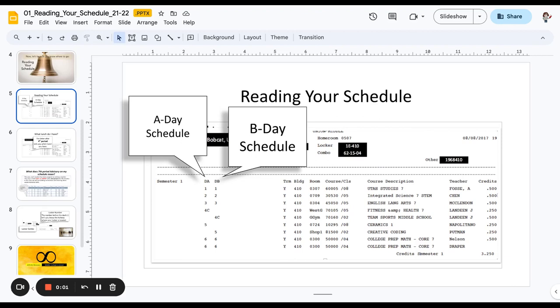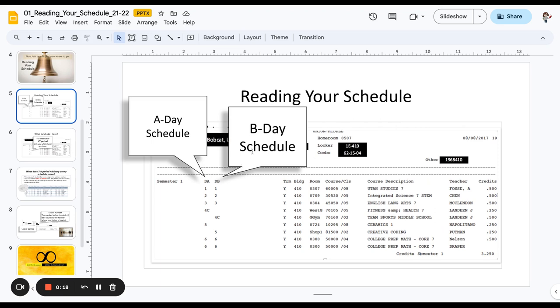Hi, this video is to walk through how to read your schedule from Skyward. So once you've pulled up your schedule on Skyward, you should see something that looks kind of like this. The names will be different, your name and your information will be at the top, but it should look very similar.